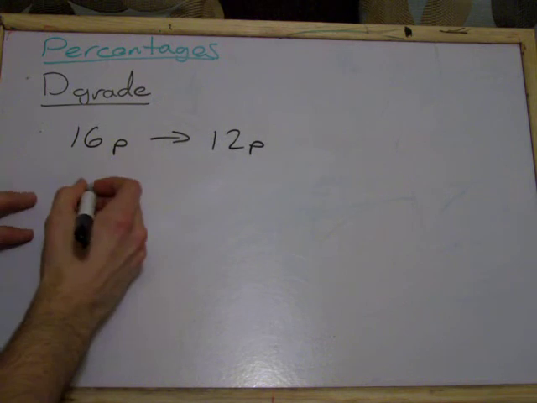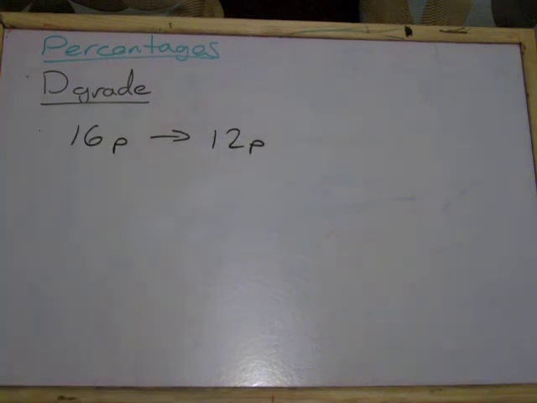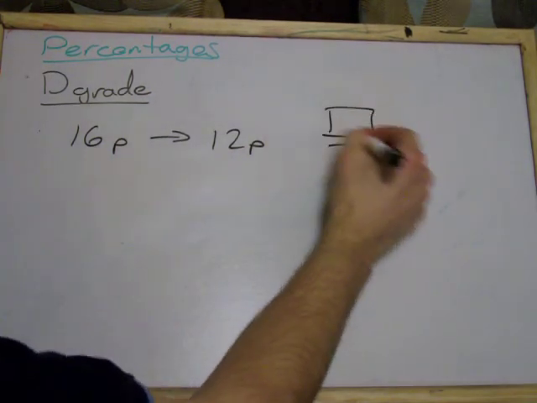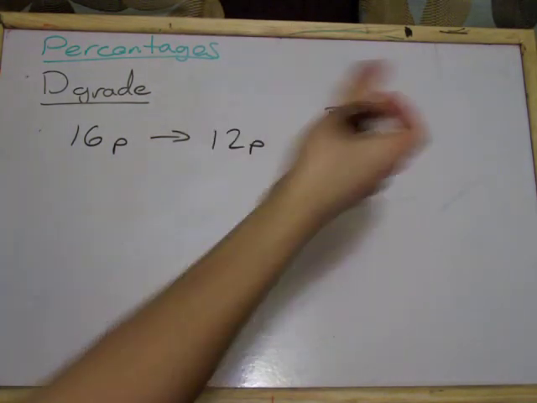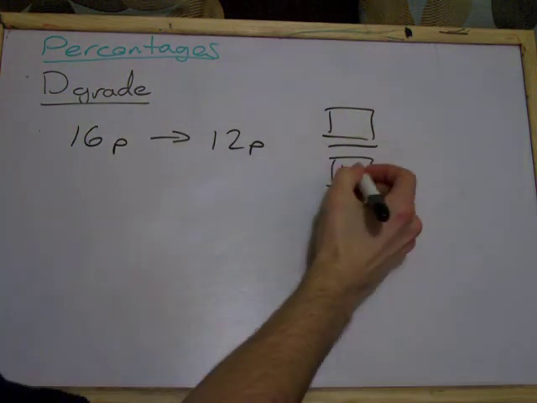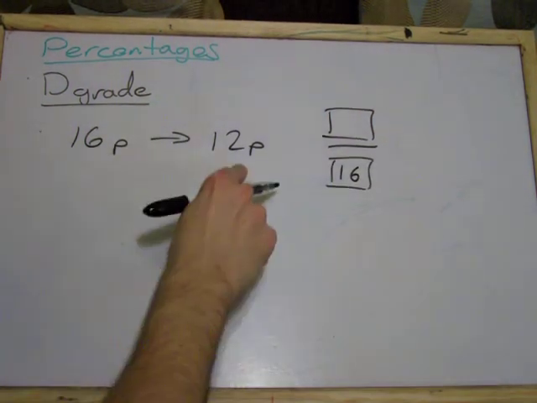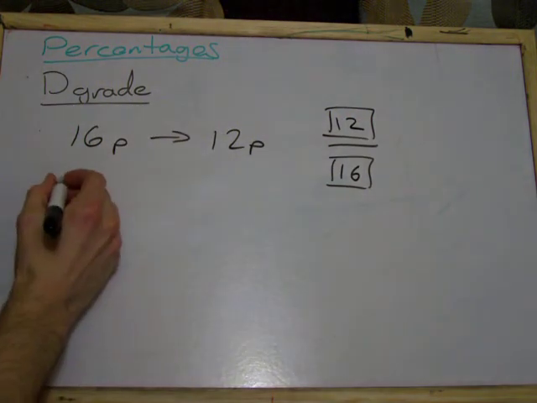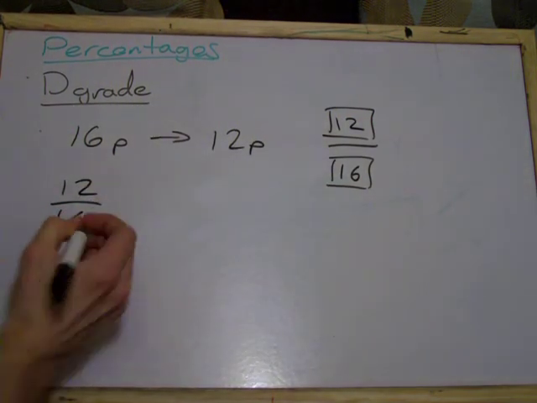So what we've got here is, you always think about your original. Okay, your original is always going to go on the bottom of what is going to become a fraction. So you've got a fraction over here, your original goes on the bottom, and your new value or amount is going to go on the top. Okay, here we've got 16 is the original amount, 12 is the new value. Okay, so to work out what percentage that is, we've got 12 over 16.